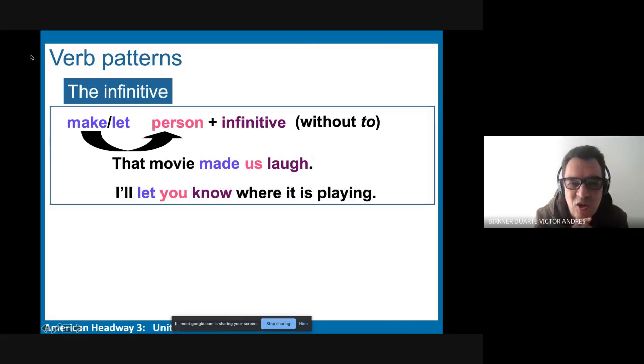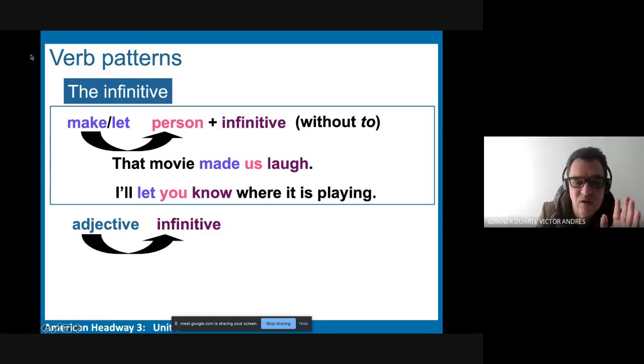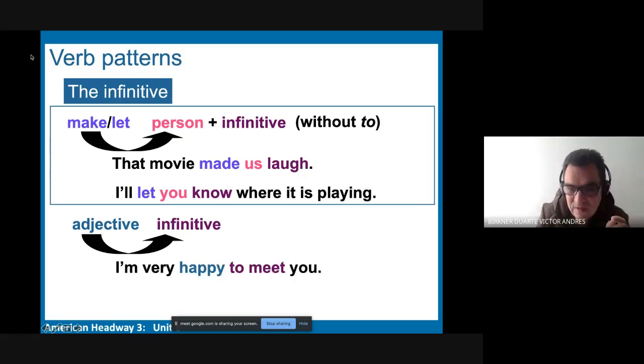I let you know where it is playing. If you see this, it is the same pattern. We don't use the to, in this case the particle to. I let you know where it is playing, right? We use the adjective and the infinitive. In this case, when we say infinitive, we are not referring to the word to. We are referring to the verb, only to the verb, right? So we have to be careful with that.